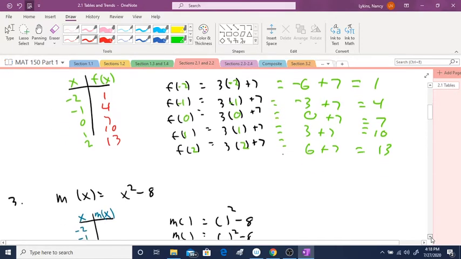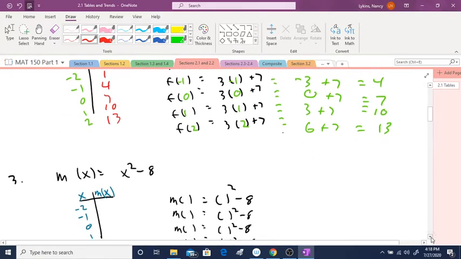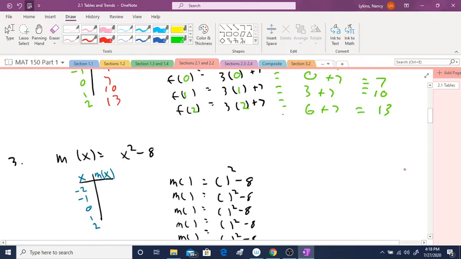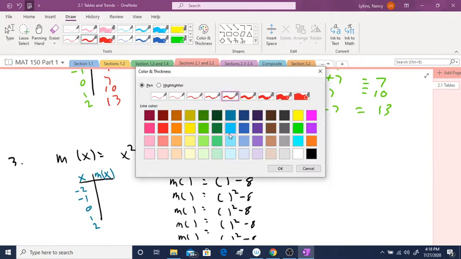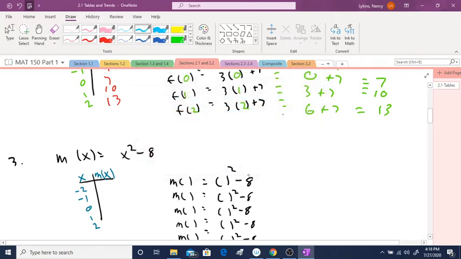Okay, next, let's do this one. This time I'm going to put in an exponent. I'm still going to use my negative 2, negative 1, 0, 1, and 2, but now I'm going to throw in an exponent. So this is going to be x squared minus 8, with negative 2, negative 1, 0, 1, and 2.